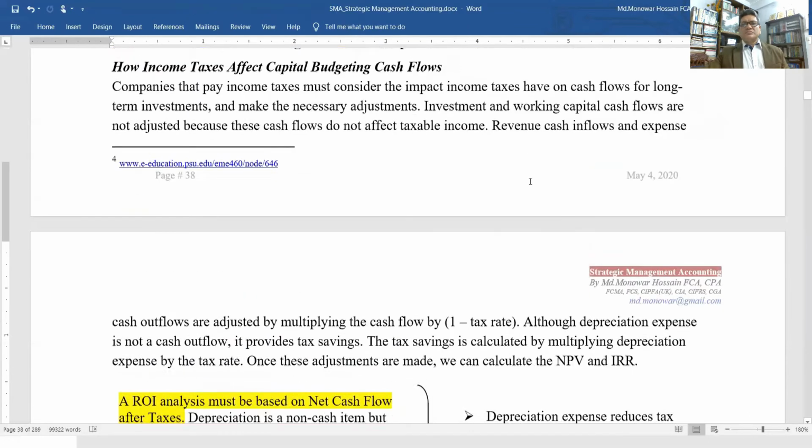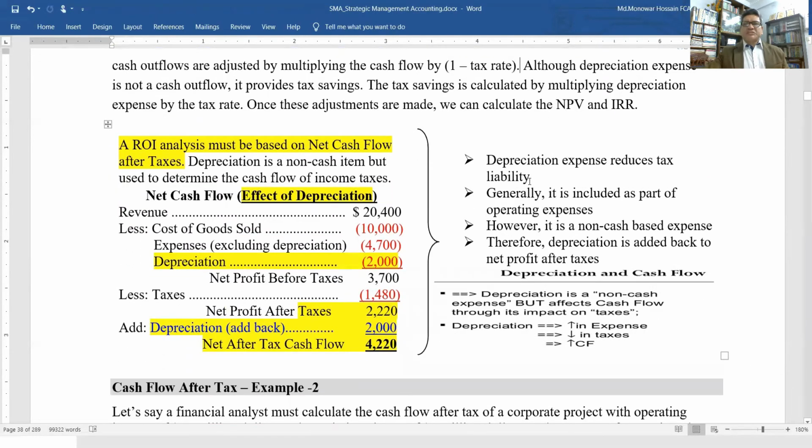So depreciation expense reduces tax liability, as it is acceptable to the tax authority. Generally, it is included as a part of operating expense. However, it is a non-cash expense. Therefore, depreciation is added back to net profit after tax.